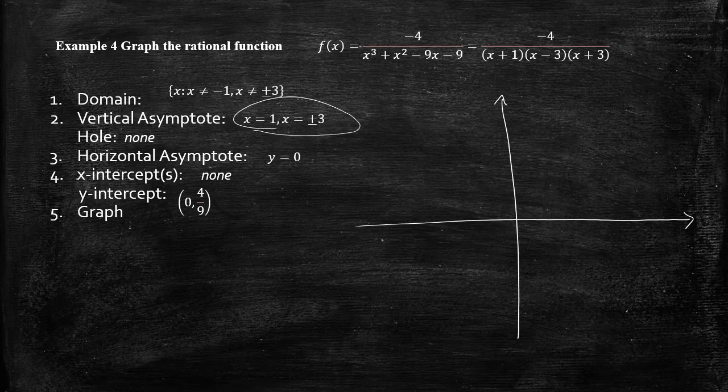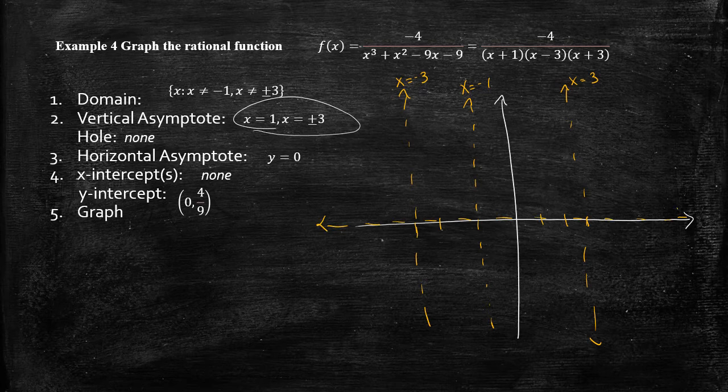Okay, so let's start by putting in our vertical asymptotes. So I have one at x is equal to -1. Another one at x is equal to -3. And x is equal to +3. And then the horizontal asymptote is the x-axis, or the line y is equal to 0. The y-intercept is (0, 4/9). So it's a positive value here.